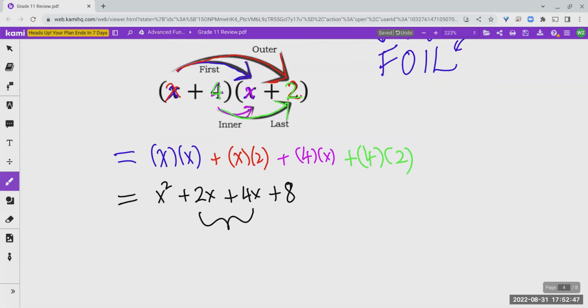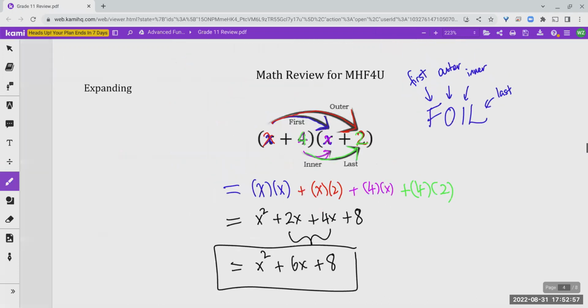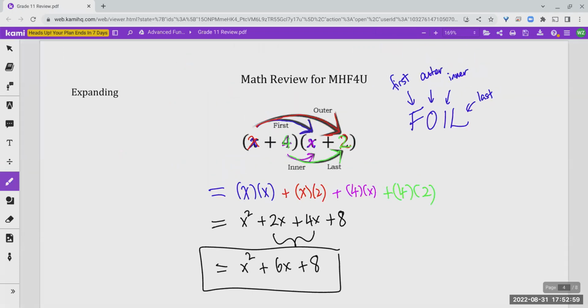Recall from grade 9, you can collect like terms. So that would be x squared plus, well, 2 plus 4 is 6. That's 6x plus 8. There it is. And that's how you FOIL. Okay, so just keep in mind, first, outer, inner, last, and basically solve any problem that involves expanding.